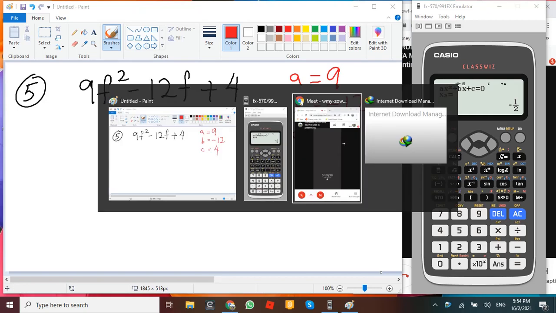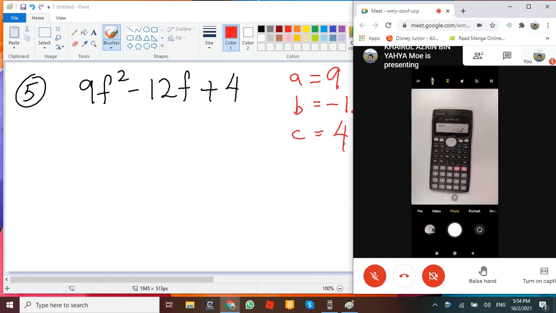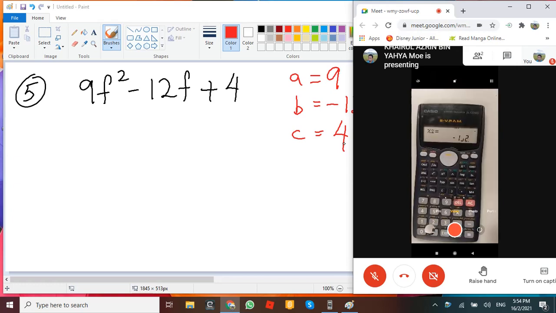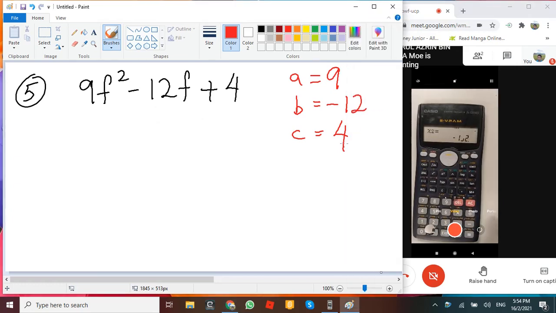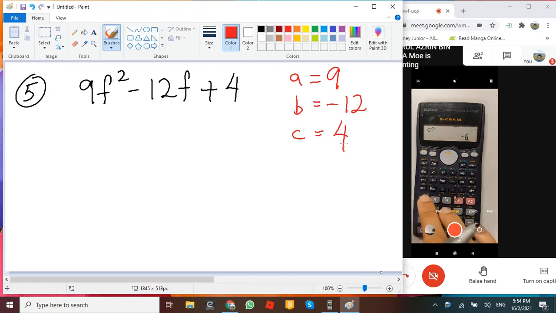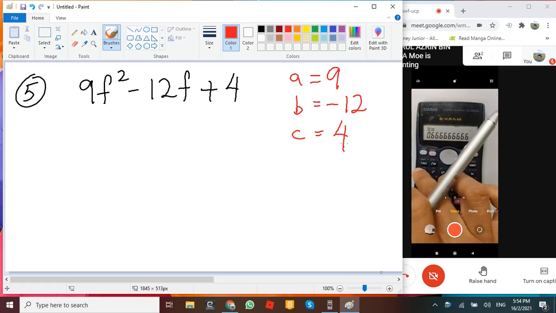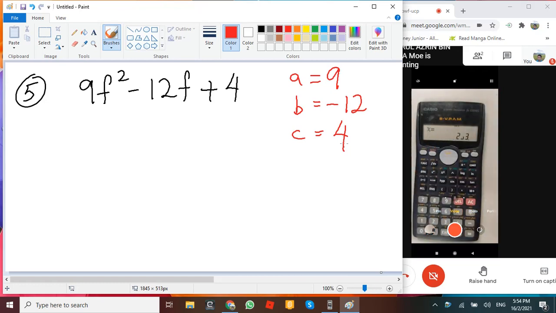Okay, now let me use the calculator. The value of A, 9. The value of B, negative 12. And the value of C, 4. Now we get this answer in decimal, very long. I don't want this one, so we press shift, press ABC. So we get x equal to 2 over 3. So this one actually we can change, it becomes 3x equal to 2.